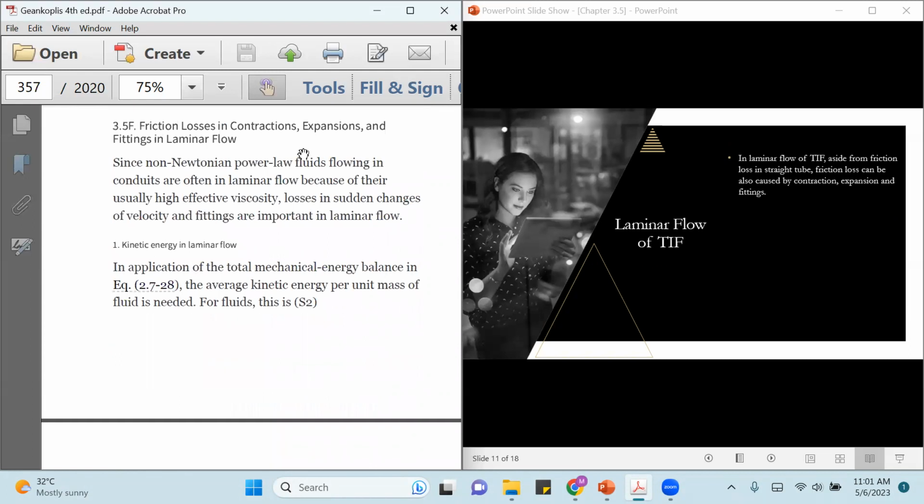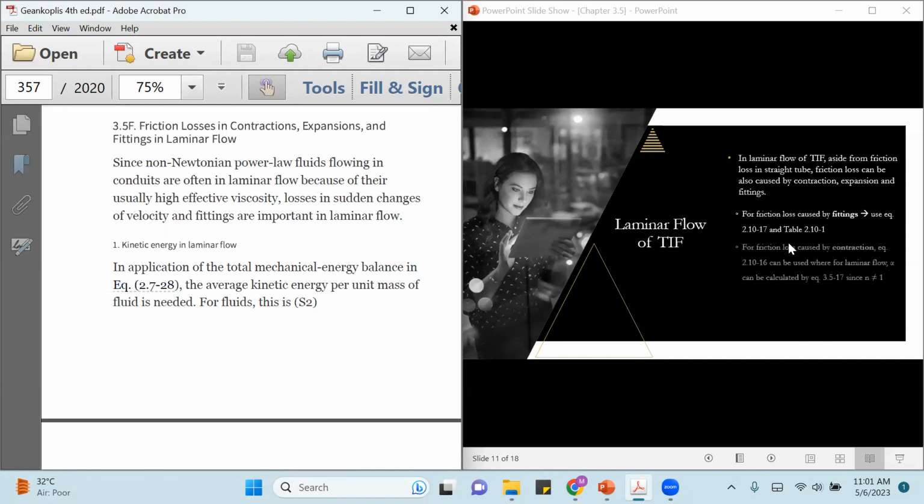Since we are talking about flow inside a pipe, aside from friction loss in a straight tube, friction loss can also come from contraction, expansion, and fittings. For friction loss caused by fittings, use equation 2.10-17 from chapter 2, and use table 2.10-1. So please do not forget what you've learned from chapter 2.